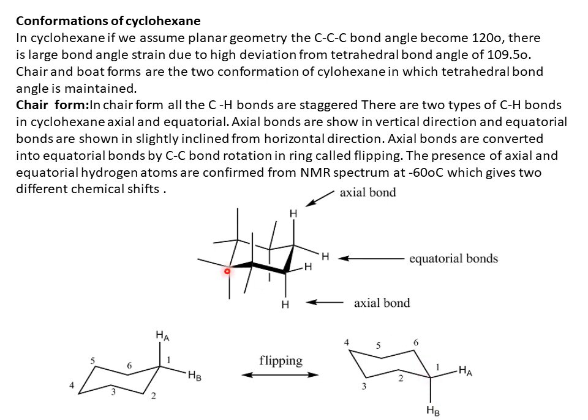This is evident from NMR spectroscopy. If you take an NMR spectrum at room temperature, we cannot distinguish between axial and equatorial hydrogen atoms. If we take an NMR spectrum at minus 60 degrees centigrade, the flipping rate becomes slow and is somewhat arrested, and we can distinguish the axial hydrogen atom from the equatorial hydrogen atom because two chemical shifts are obtained for HA and HB.